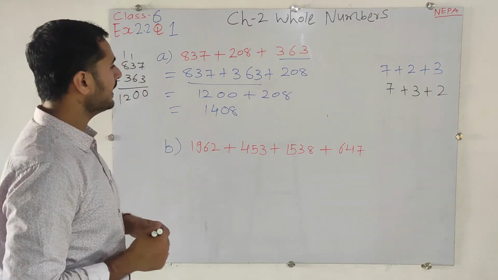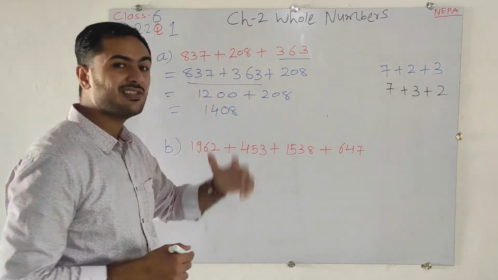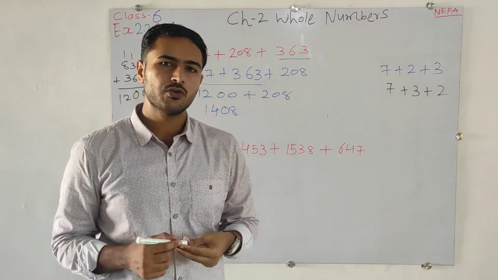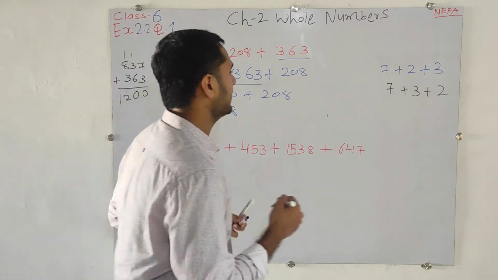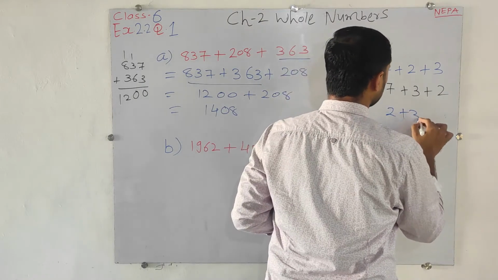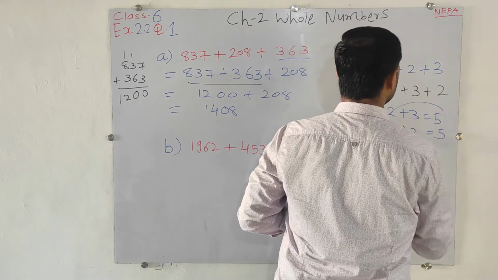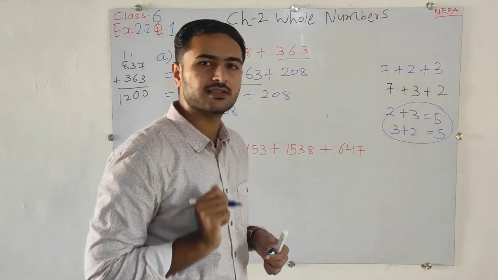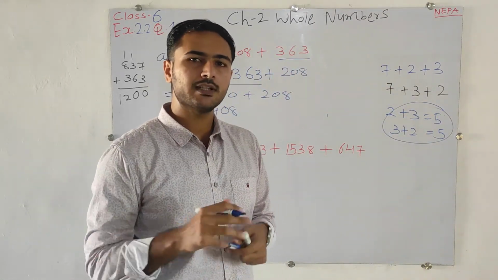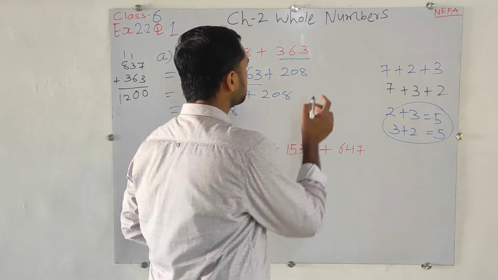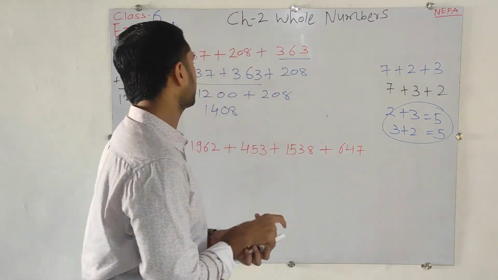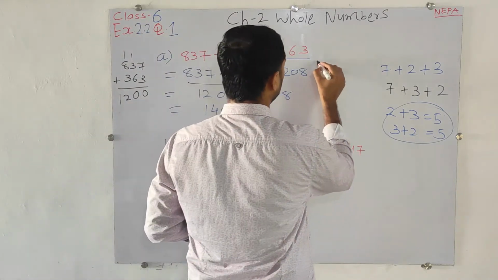1408. Now here we change the numbers, we shuffle the numbers. So which property do we use? We have already learned that if I use 2 plus 3 and 3 plus 2, the answer will be the same. That's 5. So which property is this? Shuffle the numbers. That is the commutative property. So you can write which property was used here. That is the commutative property.